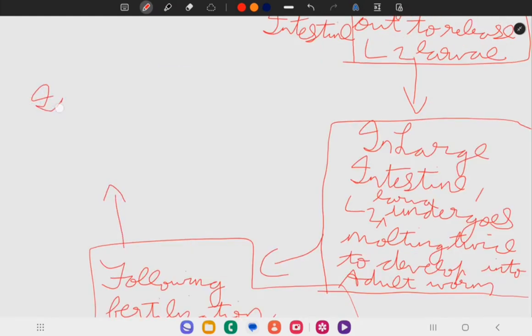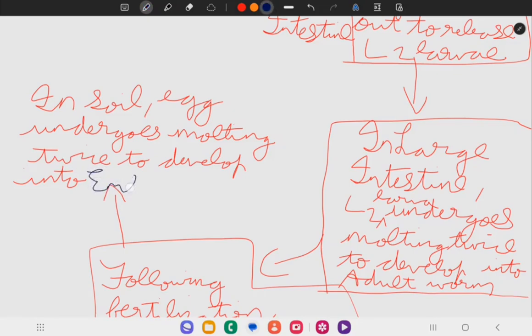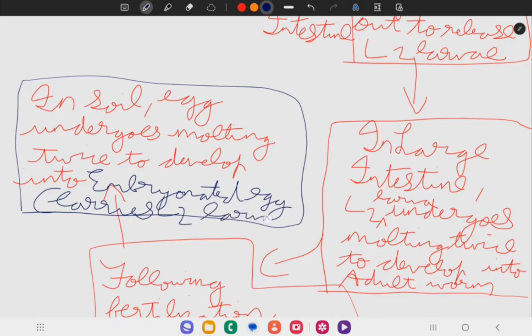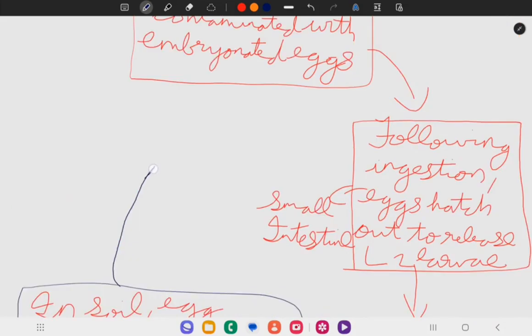In soil, the egg undergoes molting twice to develop into an embryonated egg, and the embryonated egg carries L2 larva, and this embryonated egg is infective to human beings. We are done with the life cycle.